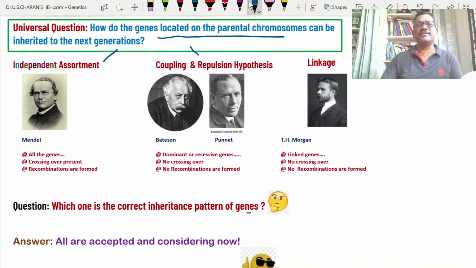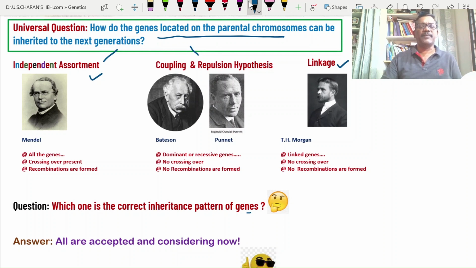So the genes present in the parental organism could be transferred to the next generation by independent assortment. It means in some organisms, on some chromosomes, some of the genes follow independent assortment and are transferred to the next generation. But some genes or alleles follow the coupling and repulsion hypothesis, and some genes or alleles located on the parental chromosomes could be transferred to the next generation by linkage. So there are three answers for this question.